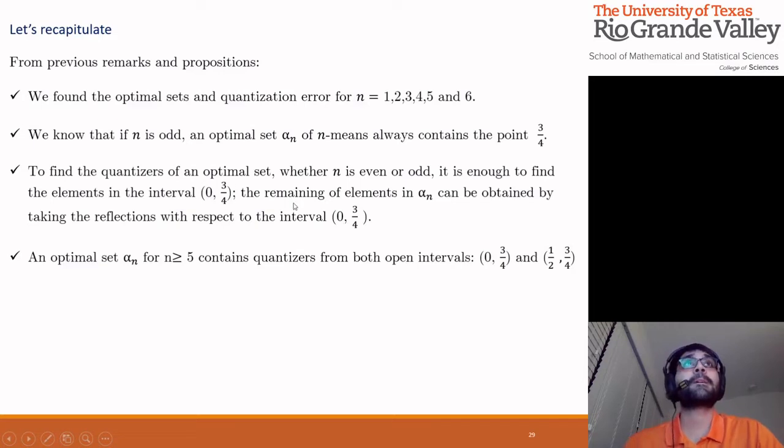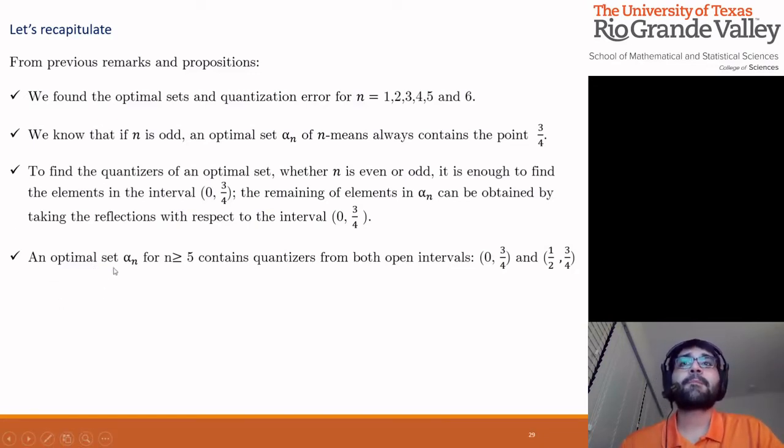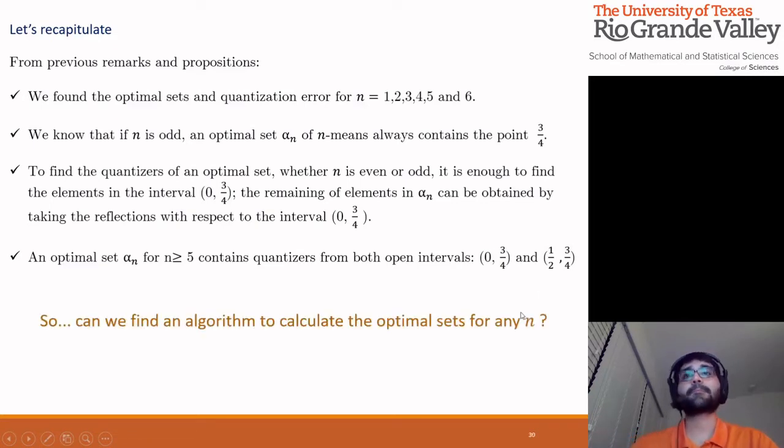Very important one. If we get all the quantizers from the interval 0 to 3/4, we can automatically, by calculating, get the quantizers on the right side of 3/4. And an optimal set alphas of n for n greater than or equal to 5 contains quantizers from both open intervals, (0, 3/4) and (1/2, 3/4).